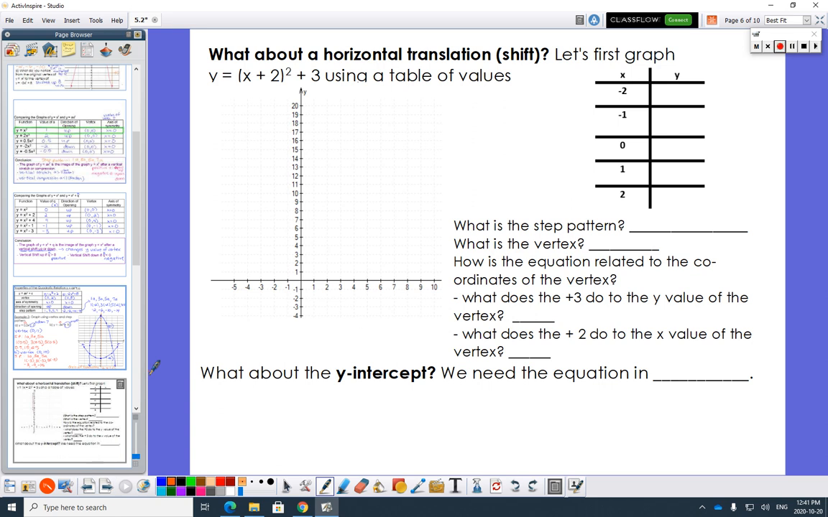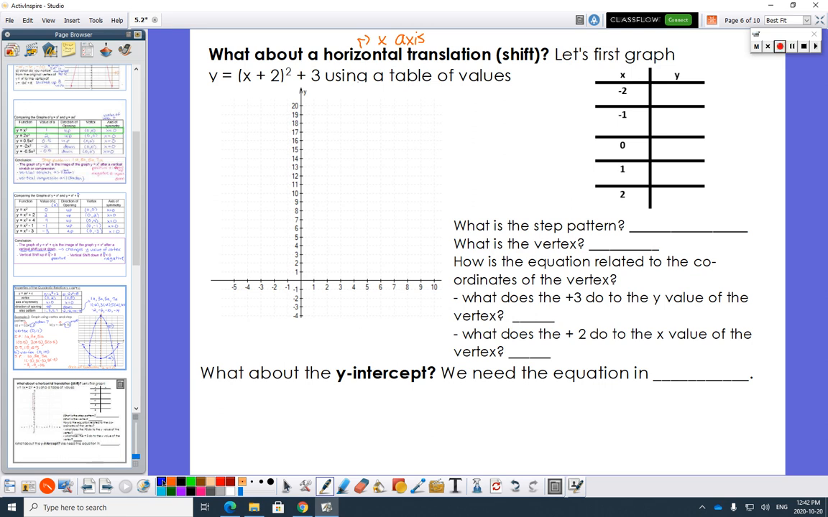Okay, so what happens when we are going to shift it horizontally? So what's the horizontal axis? Good. So that means that we are going to now affect the x value of the vertex. So we are going to have a formula that's a little bit more complicated. X plus 2 squared plus 3.